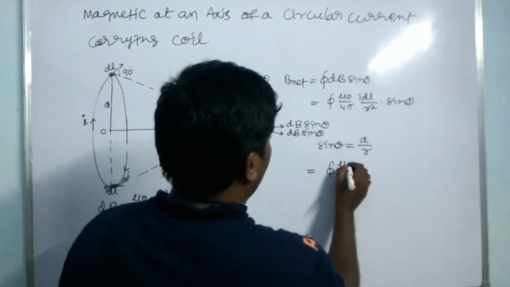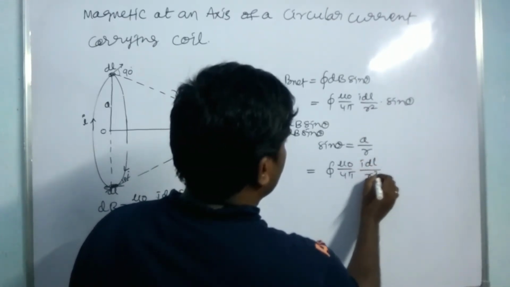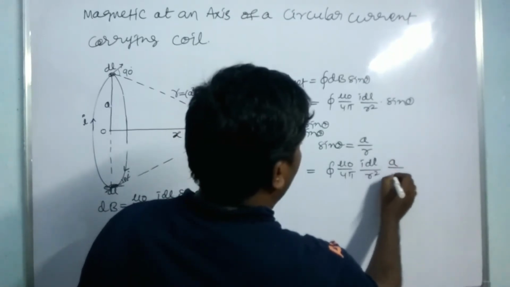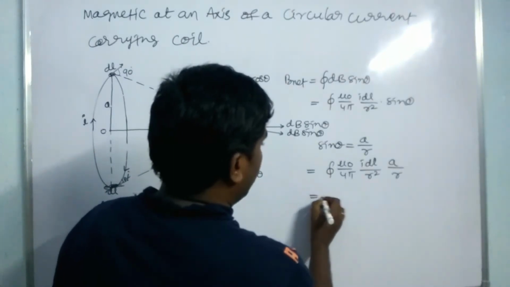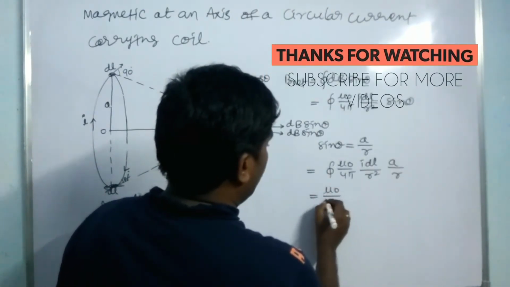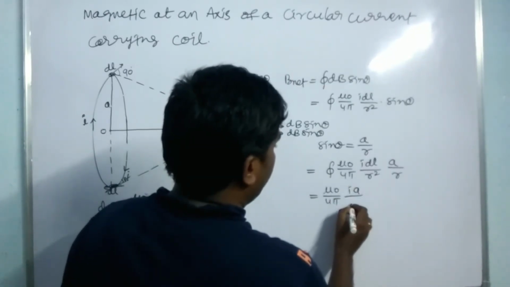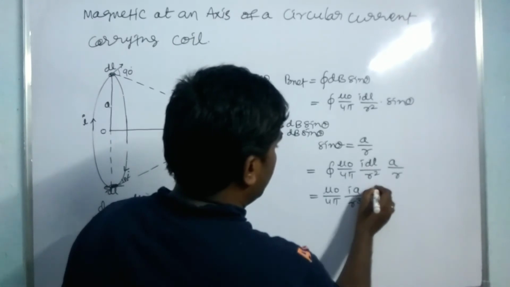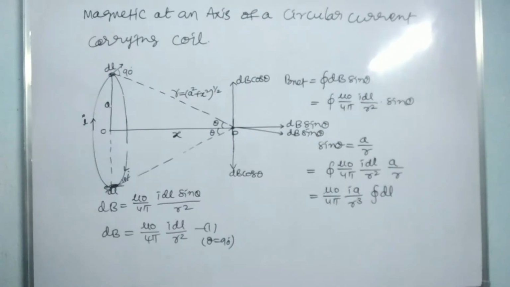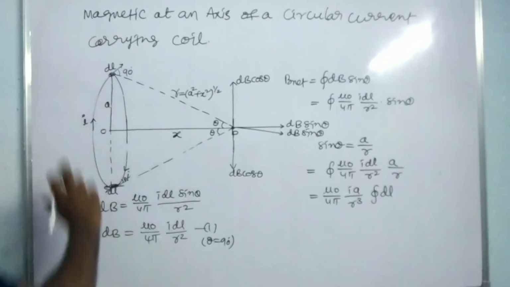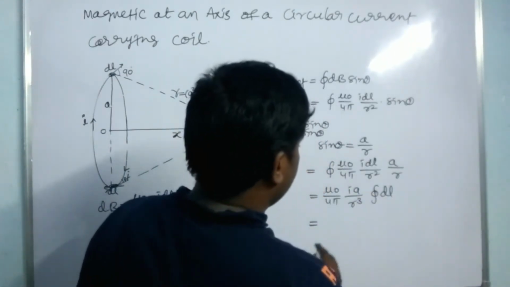Let us write the sin theta value here. Circle integral of mu naught upon 4 pi I dl by r square into a by r. It is r square into r, that is r cube. That is mu naught upon 4 pi I a by r cube, integral of dl. So we have to integrate the dl value. So integral dl is nothing but the circumference of the circle.